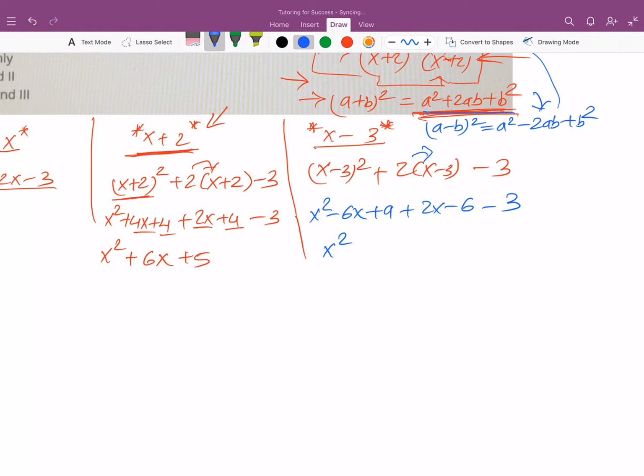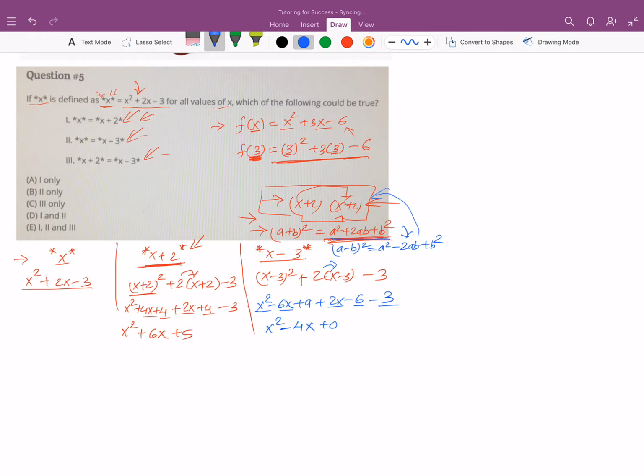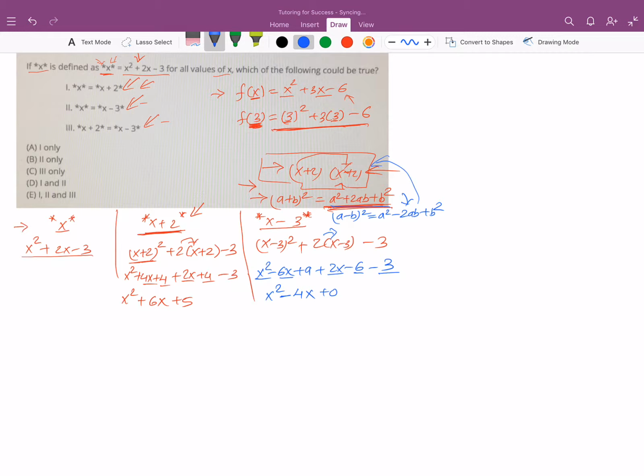Okay, so x squared, and there are no like terms for x squared. For x, you have negative 6x and positive 2x. The negative part is higher, so it's negative. 6 minus 2 is 4x. Negative 6, negative 3, it's negative 9, and then you have positive 9, which gives you nothing but 0. Okay, so I just solved what x star is, what x plus 2 star is, and what x minus 3 star is. All I have to do is satisfy the first expression, second expression, and third expression, so I would know which one of my choices is the right choice.